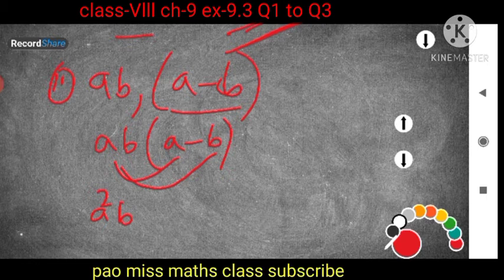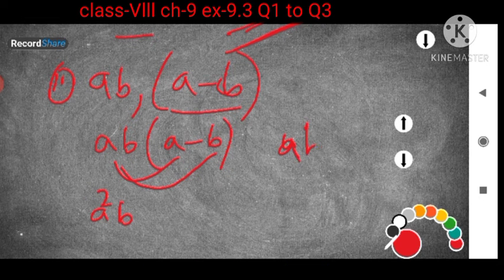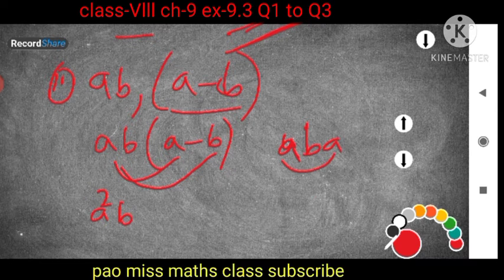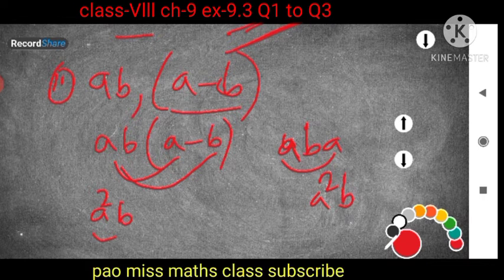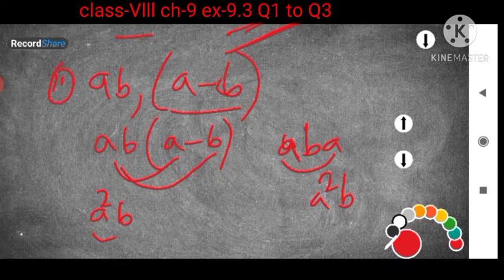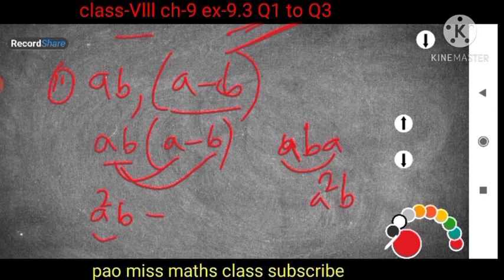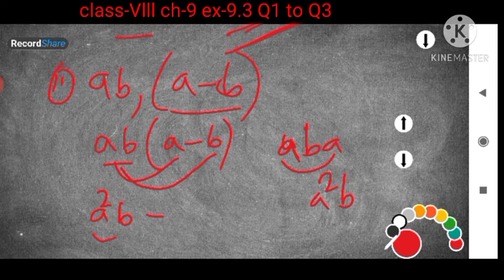That means how are we multiplying? ab times a, that means two a's are there, that means it will become a square b, isn't it? So what will we write? a square b. Then here minus is there and here this is plus, isn't it? ab is in plus, so plus and minus is minus, so here it will be in minus. Now the second term will be in minus.